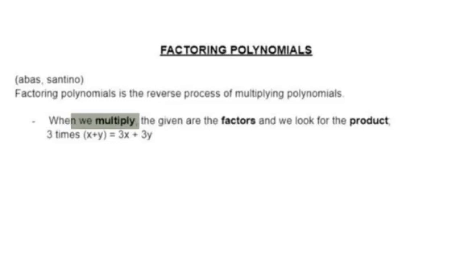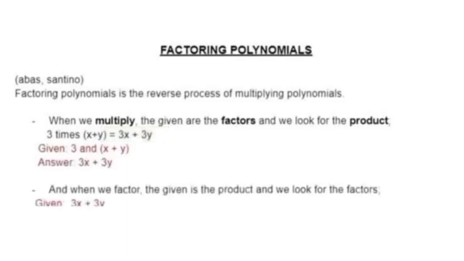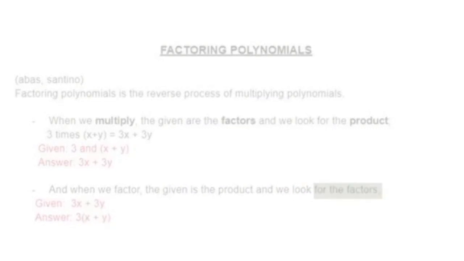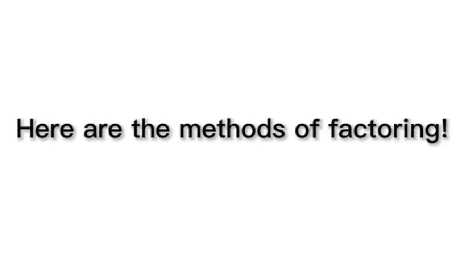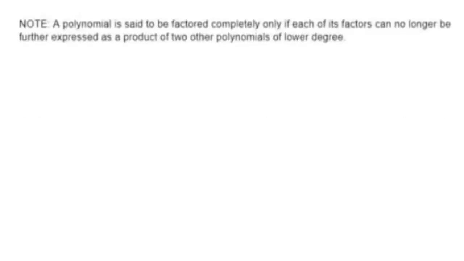When we multiply, the given are the factors and we look for the product. 3 times quantity x plus y is equal to 3x plus 3y. And when we factor, the given is the product and we look for the factors. Note: a polynomial is said to be factored completely only if each of its factors can no longer be further expressed as a product of two other polynomials of lower degree.